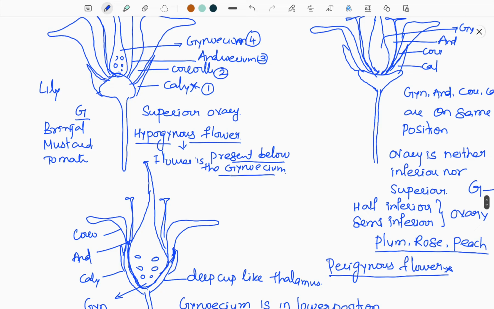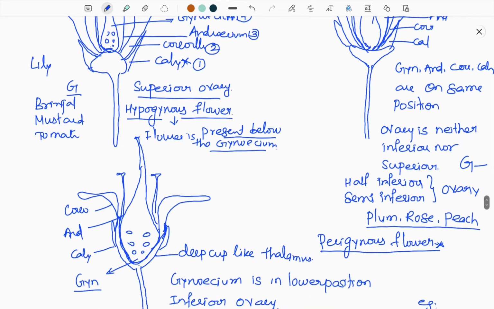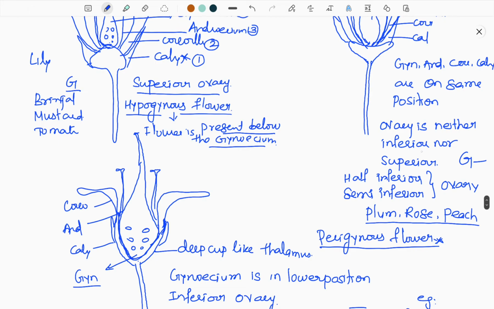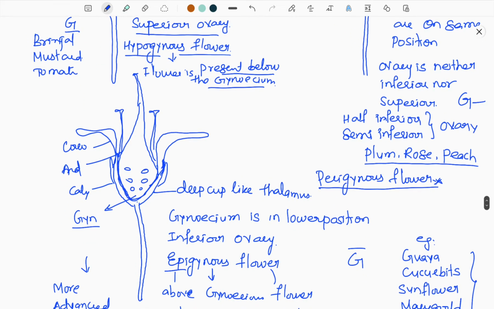Hypogynous is superior ovary. Perigynous is where the ovary is neither inferior nor superior, but half inferior or semi-inferior ovary. Example, plum, rose, peach. And in epigynous flower the ovary is inferior, the gynoecium is in lower position than the rest of the floral parts. We have seen that it is given much more safety and security for the future generation.